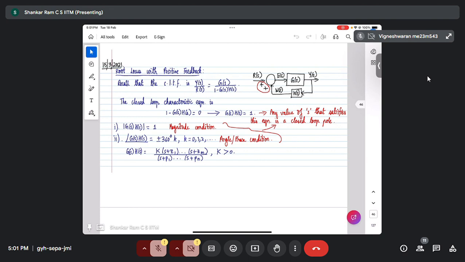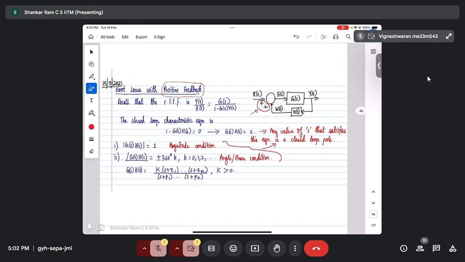All right. So in today's class, let's look at what happens with positive feedback. That is the focus of today's class. If you recollect, we learned how to construct a root locus with negative feedback. In very rare cases, if at all we encounter a case with positive feedback, we need to know what changes, right?